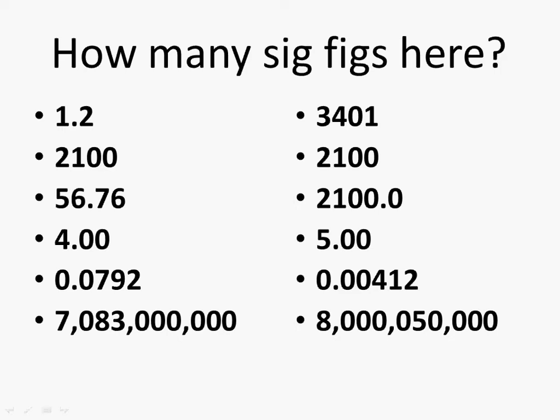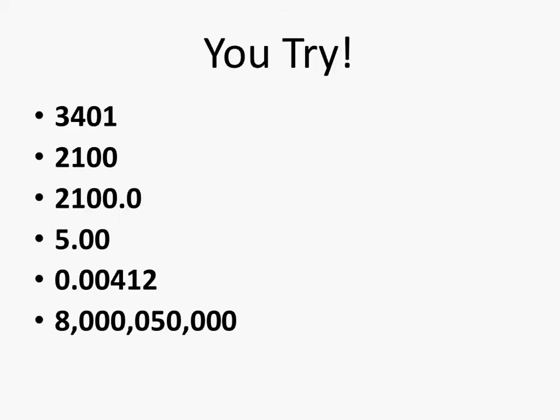Now the bottom one has 5 sig figs. That decimal made a difference. Now the zeros at the right do matter. The 5.00 has 3 sig figs. Then the 0.00412 has 3 sig figs, because no matter what, the zeros at the front, to your left, do not matter. And the very last one, 1, 2, 3, 4, 5, 6 sig figs. 6 sig figs. If you got all these answers correctly, give yourself a high five.